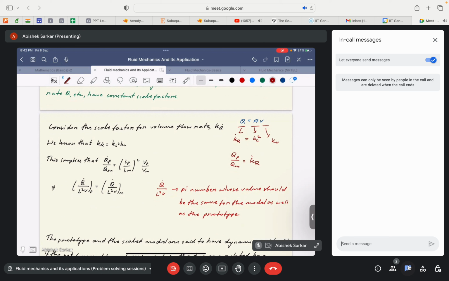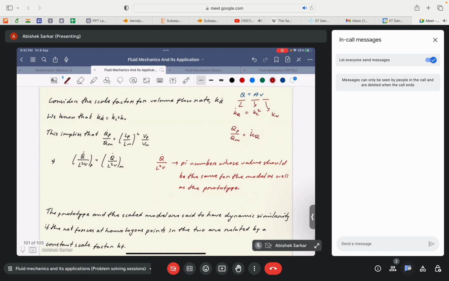Thus, the scaling factors should as well satisfy the governing equation that is designed to express the volume flow rate. So if Q is equal to A V, it means that the scaling factor of the volume flow rate should be equal to the scaling factor of the length scale squared into the scaling factor of the velocity. So what we have written here is kQ should be equal to kL squared kV.